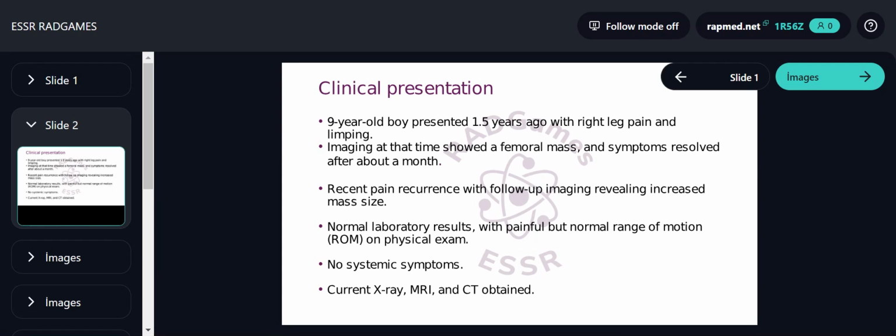Laboratory findings were unremarkable, and although he has pain, his range of motion is preserved. Importantly, there are no systemic symptoms like fever or weight loss. Current X-ray, MRI, and CT were performed and are shown in the next slides.